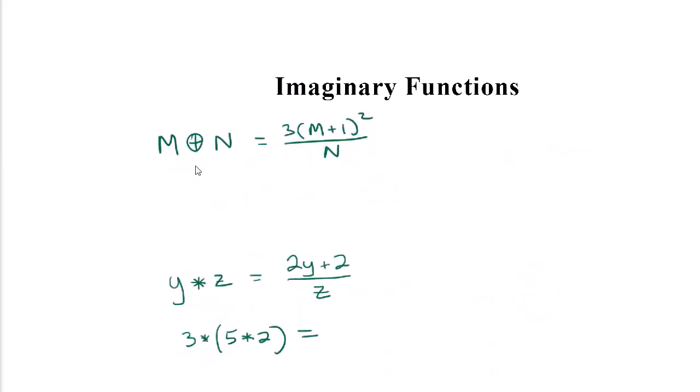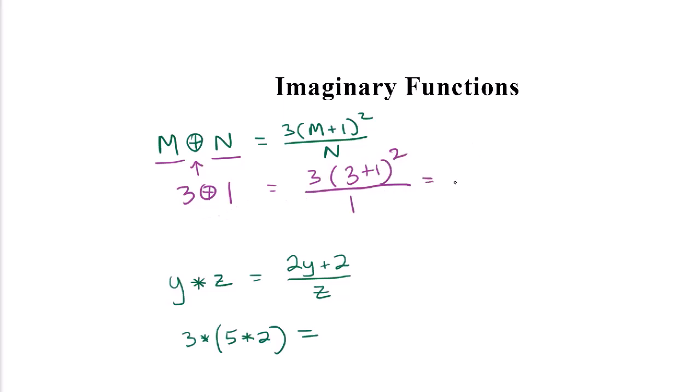Suppose I had m, some symbol, my imaginary function symbol, n. That means 3 times the quantity of the first value before the symbol plus 1 squared divided by the second value after the symbol. So, all right, well, what would, say, 3 symbol 1 be? In this case, it would be 3 times my m, the value before the symbol, 3 plus 1, that quantity squared, divided by my n, the value after the symbol, which is 1.